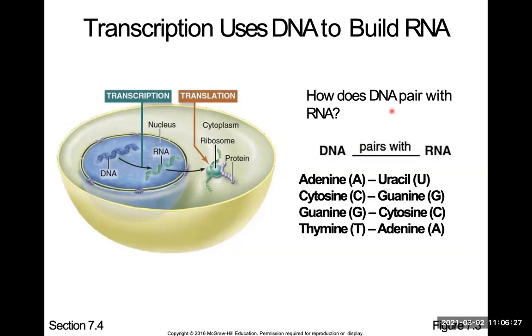So how does DNA pair with RNA? So we learned that adenine is gonna pair with uracil because RNA doesn't have thymine. Cytosine is gonna pair with guanine. Guanine is gonna pair with cytosine, and then the thymine is still gonna pair with adenine. Only difference is that adenine doesn't pair with thymine, it pairs with uracil. So maybe make a note of that and try to remember that.